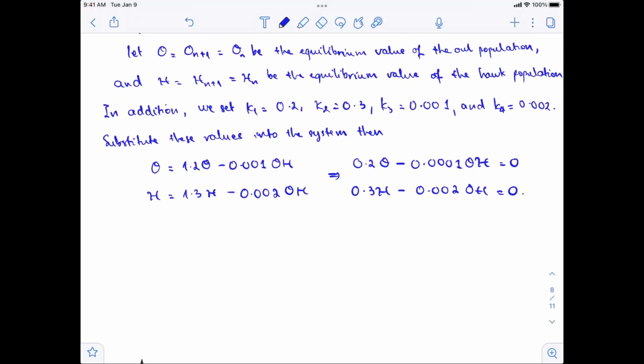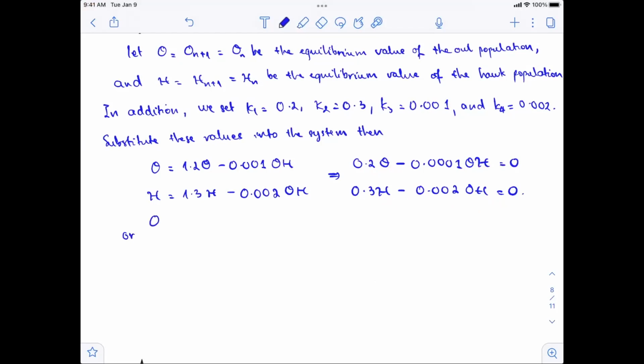Now, how could you find the equilibrium values? So this is a system of two equations with two unknowns. However, this is a non-linear system, right? Because you have the multiplication of two variables here. So this is a non-linear system. What you actually notice is that in the first equation, O is the common factor. And in the second equation, H is the common factor. So based on that, we're going to factor here.